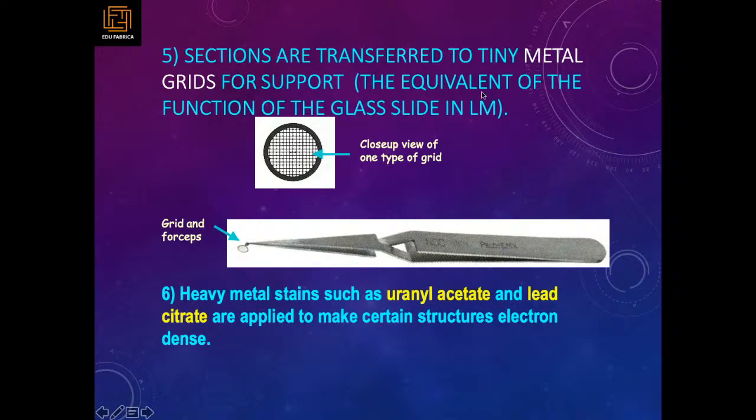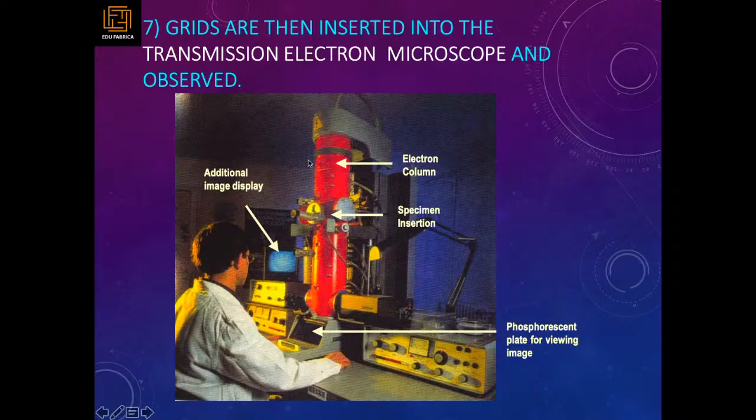Then you put your sample onto this tiny metal grid, and you put your sample into these crossings with the help of your forceps. Heavy metal stains such as uranyl acetate and lead citrate are applied to make certain structures electron dense. So this is how TEM looks like. The electron column is at the top, then specimen insertion, additional image display, and a phosphorescent plate for viewing the image.